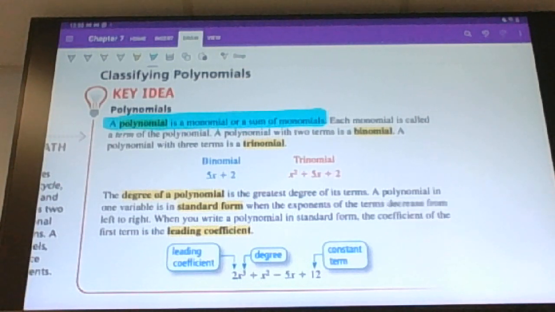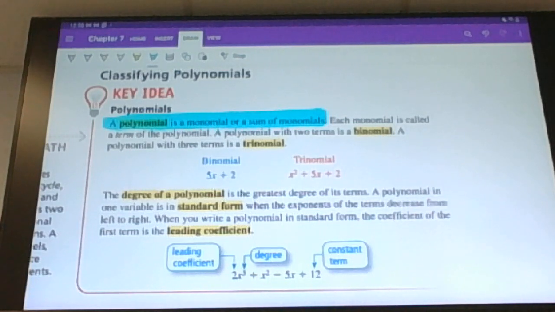One has an x, one has a variable. Coefficient's the number in front of the letter. Constant's all by itself. This is the coefficient. This is the degree. That's the constant. This is called a fourth degree trinomial, leading coefficient 7. That's the vocabulary you have to know today. Fourth degree trinomial, leading coefficient 7. That's it.